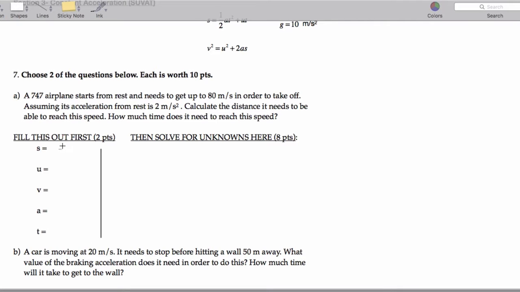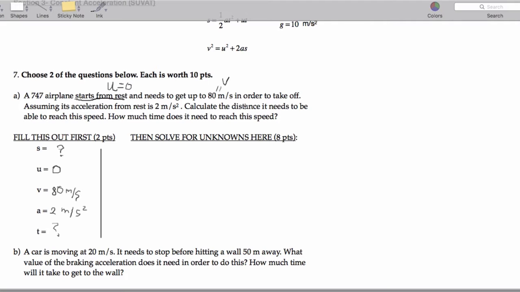So let's just be clear. We don't know the distance. We know it starts from rest. Remember that clue: starts from rest means u equals 0. So we're going to get up to a speed of 80 meters per second. So that's v. We're given an acceleration of 2 meters per second squared. And we don't know the time. So that's actually enough for us to start solving problems.